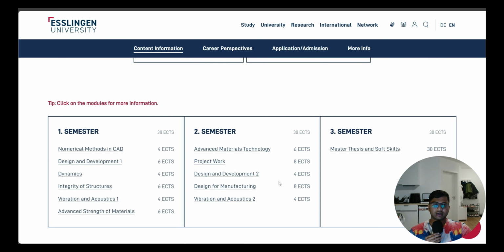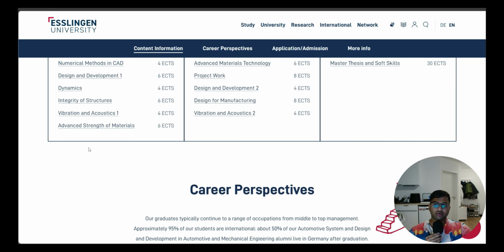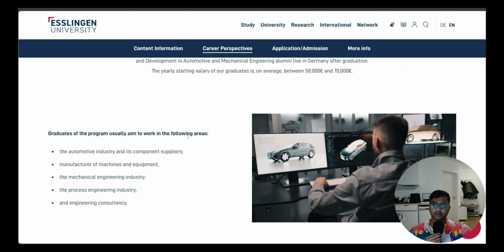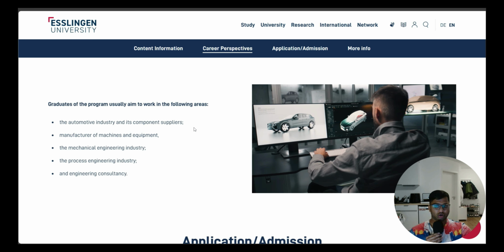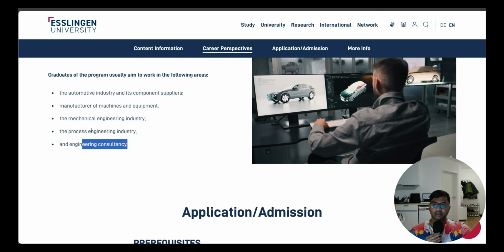And these are the three semesters of courses, and here are the ECTS and here are the course names. If you want to know the complete course, then go to the module handbook. And for career perspective, you will be shaped for these particular industries: automotive industry and its suppliers, manufacturing and mechanical equipment, mechanical engineering industries, engineering consultancies, process engineering industries, etc.